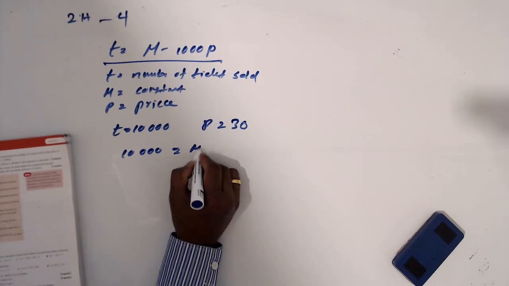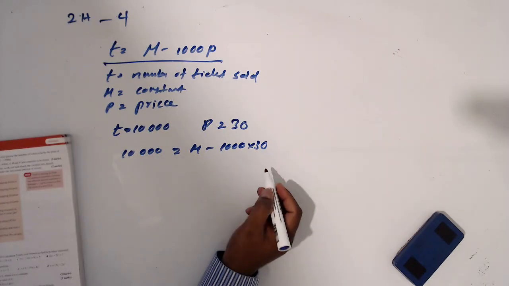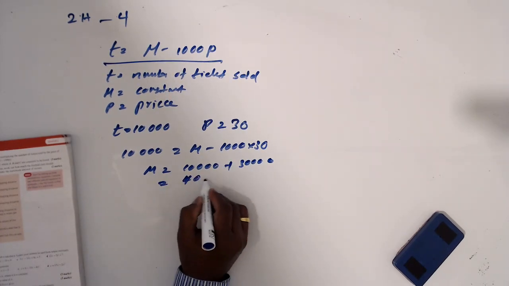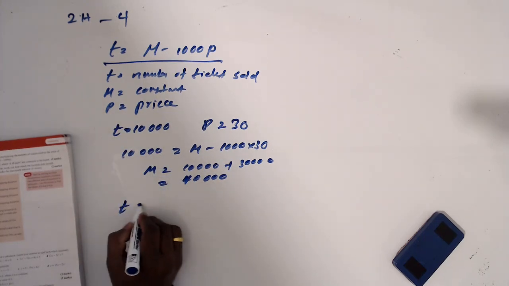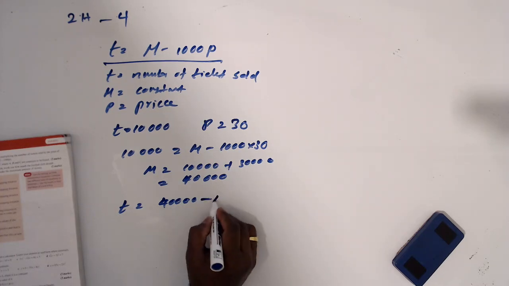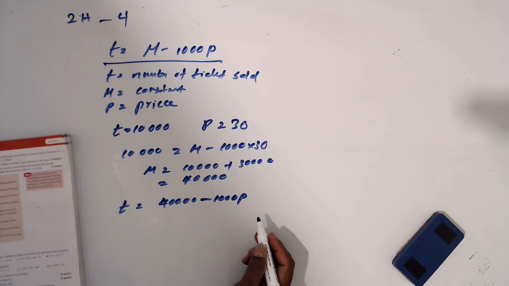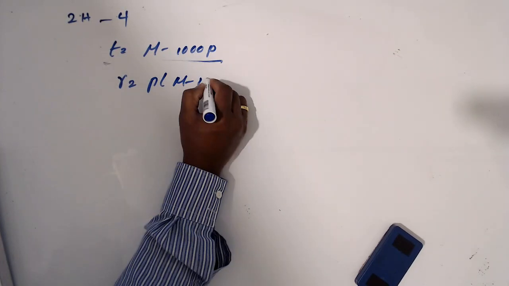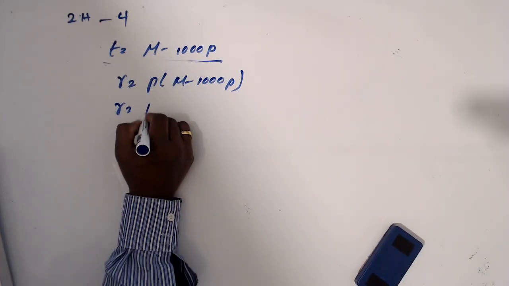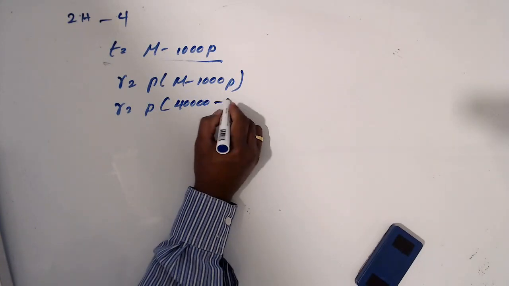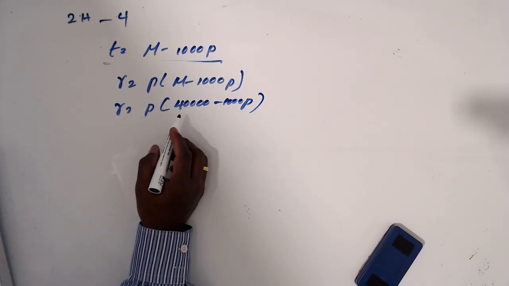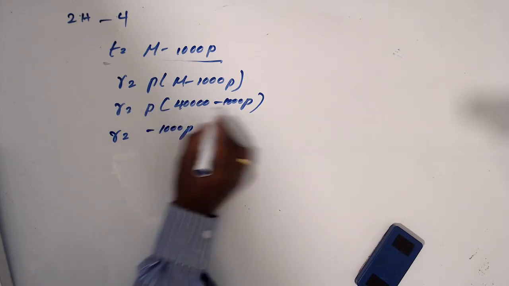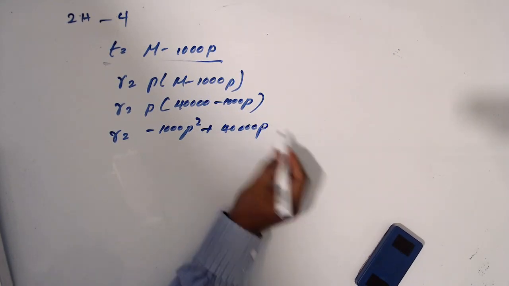10,000 equals M minus 1000 times 30. So M equals 10,000 plus 30,000, which is 40,000. Now we have the model T equals 40,000 minus 1000P. Now the equation for revenue is R equals P times T, so P times 40,000 minus 1000P. We want to rearrange this equation: R equals minus 1000P squared plus 40,000P.